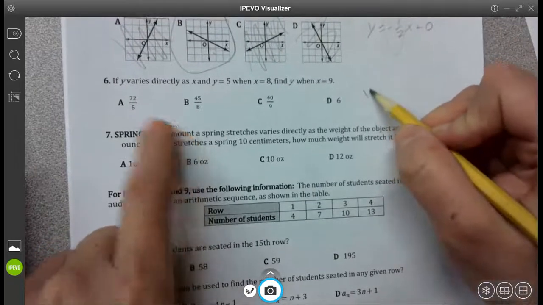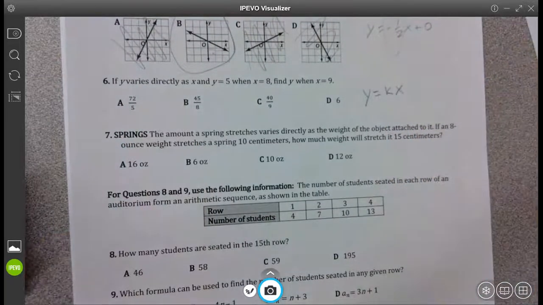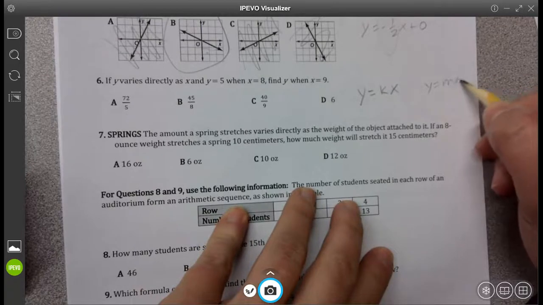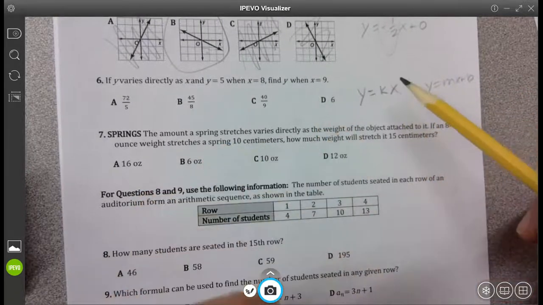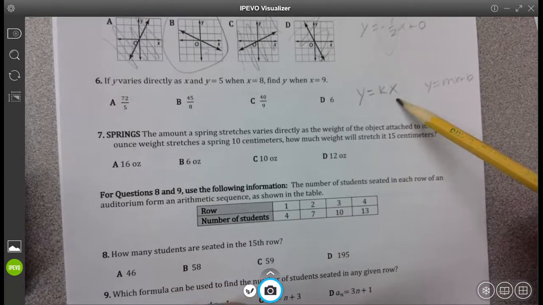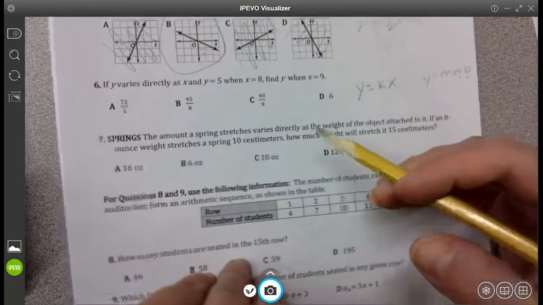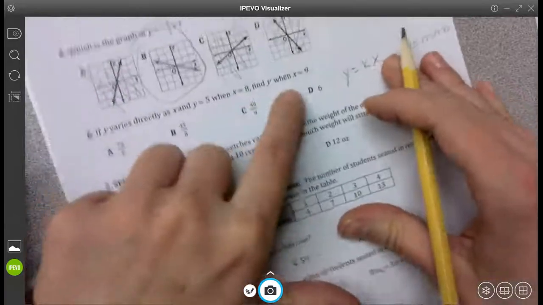Here, y varies directly as x. So direct variation is just like y equals mx plus b. There is a k between these two things. So, for instance, the further you travel, the more gas you use. There's a direct correlation between them. So here they're saying when y is 5, x is 8. Find y when x is 9.